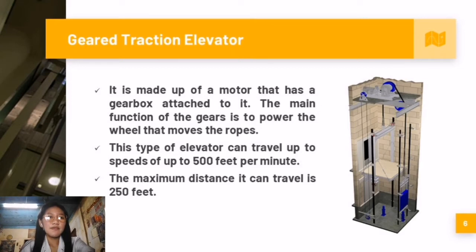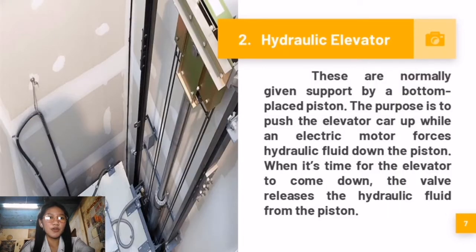The next type of elevator is the hydraulic elevator. These are normally given support by a bottom-placed piston. The purpose is to push the elevator car up while an electric motor forces hydraulic fluid down the piston. When it is time for the elevator to come down, the valve releases the hydraulic fluid from the piston.